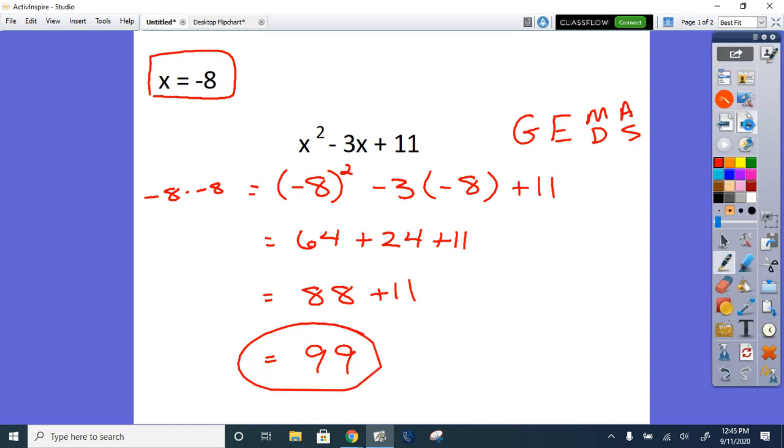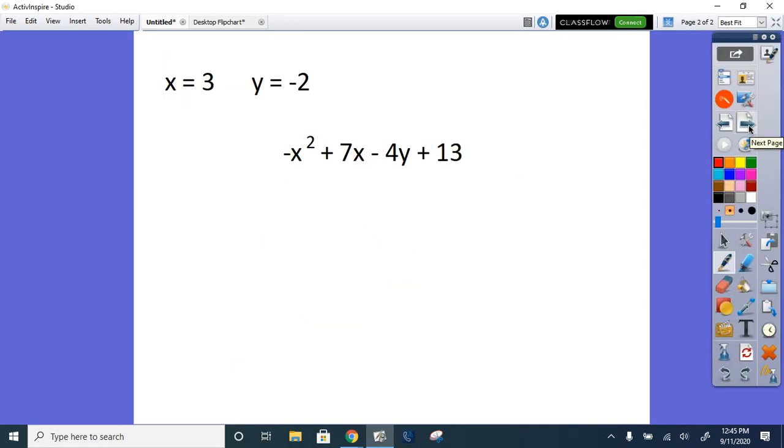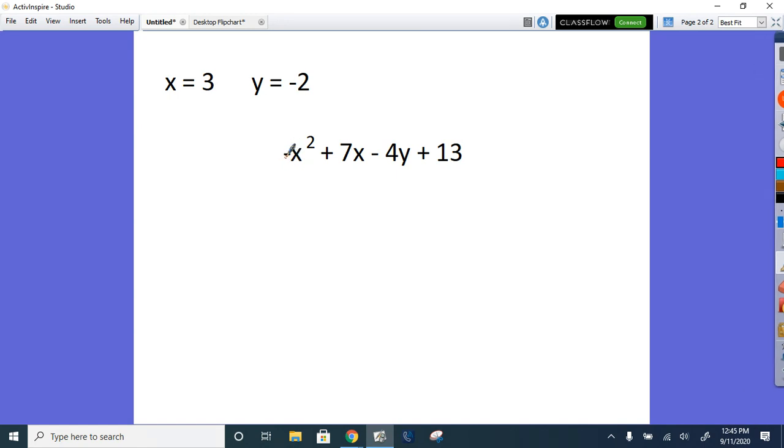Okay? Next quick example, and I pull this one up for a specific reason. A lot of times we get confused with this negative sign in front of the variable, okay? Actually, what's there is a -1. So I'm going to write that in and then substitute my x. I'm going to substitute 3 in for x. So that becomes 3 squared plus 7 times 3 minus 4 times -2, and then plus 13. Apologize, I ran out of room, okay?